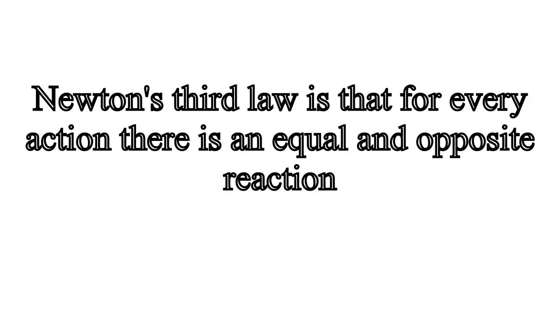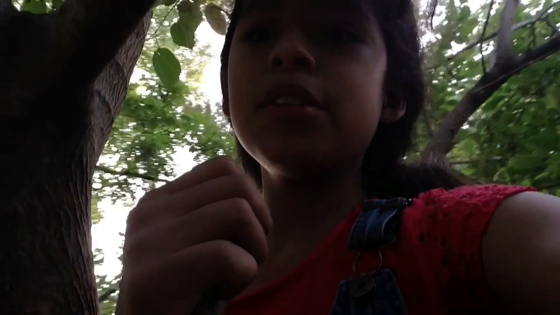Newton's third law is that for every action, there is an equal and opposite reaction. An example of this is a rock when it gets thrown to the ground. I'm up in a tree right now, so if I throw the rock down to the ground, it's probably going to break in half, or the ground is going to have the same effect on the rock. So look. See? The ground pushed the rock back up, and the rock bounced up again.